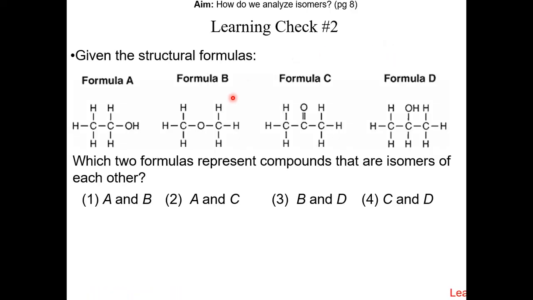Learning check number 2. Which two formulas represent compounds that are isomers of each other? Pause the video. Resume as completed. Formula A and Formula B have the same molecular formula but have different structures. Therefore, they are isomers, so the answer is choice 1.